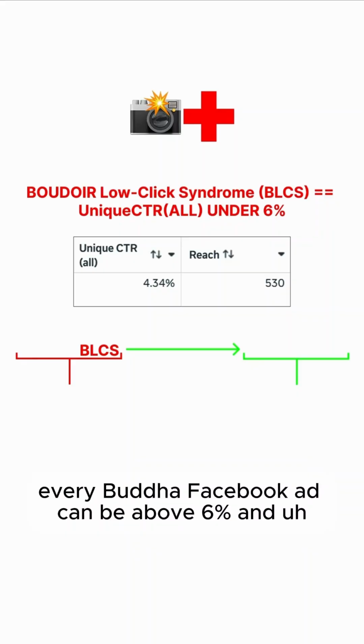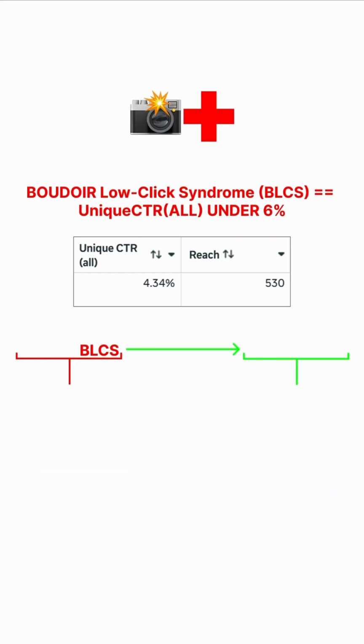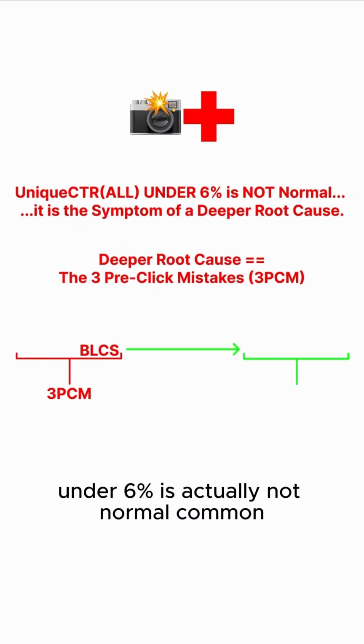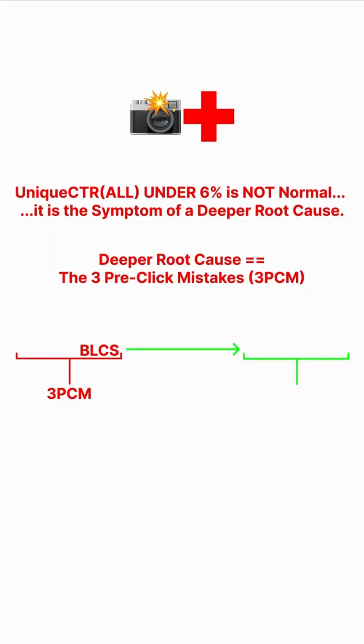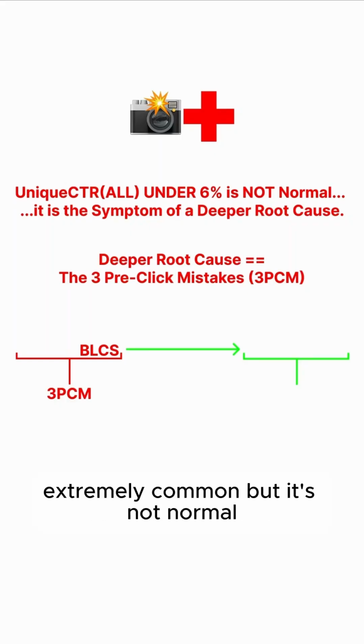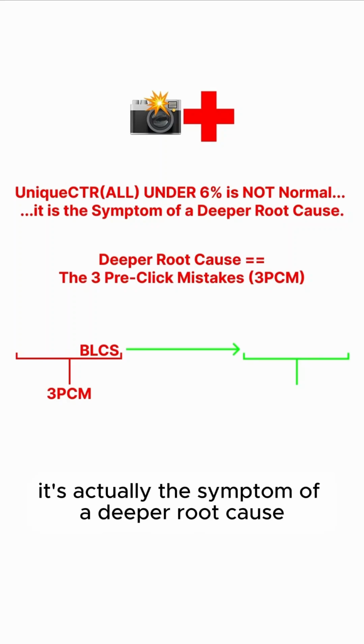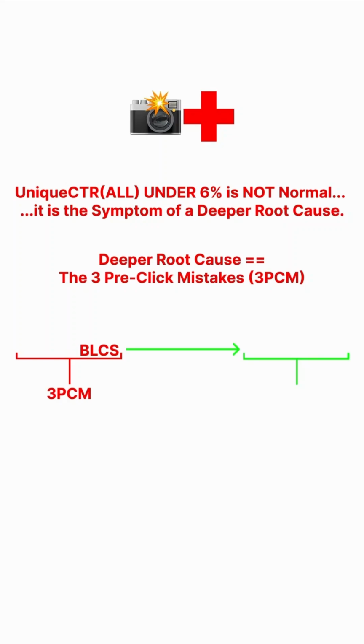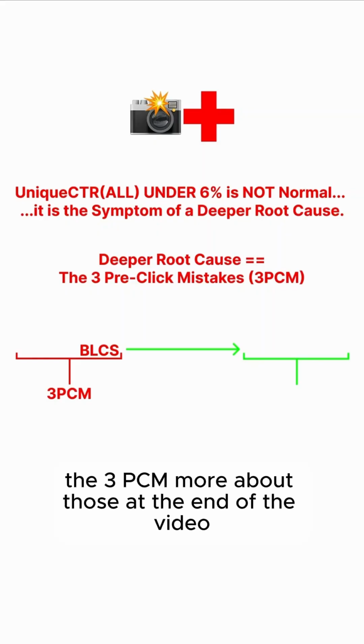6% is the minimum. Every Boudoir Facebook ad can be above 6%, and under 6% is actually not normal. Common, the most common thing I've seen with Boudoir Facebook advertisers, extremely common, but it's not normal. It's actually the symptom of a deeper root cause. And that deeper root cause are the 3 pre-click mistakes, the 3 PCM. More about those at the end of the video.